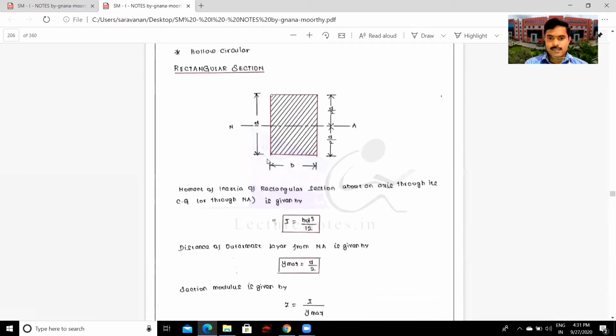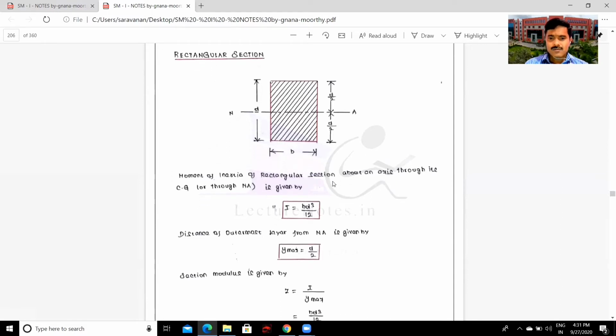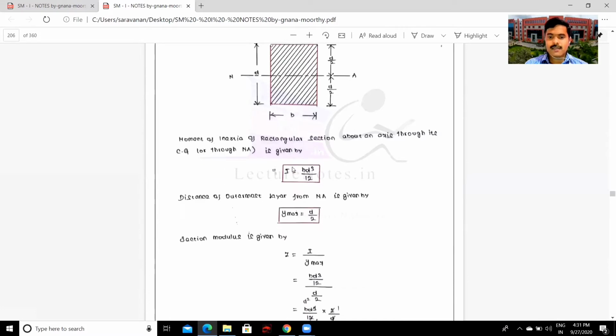What is the width of the rectangular section? B. What is the depth of the rectangular section? D. So what is the CG, neutral axis? Neutral axis is nothing but the center of gravity point. So here the neutral axis is at D by 2 distance, the center. So what is section modulus Z? Z is equal to I by Y maximum. So what is I for the rectangular section? The moment of inertia of the rectangular section about the axis through its CG, the neutral axis, is given by I equal to BD cube by 12.